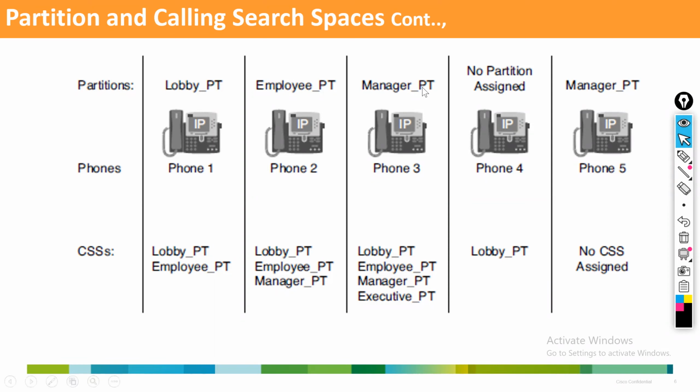Now for phone 1, I'm assigning the lobby partition. Phone 2, I'm assigning the employee partition. Phone 3, I'm assigning the manager partition. Phone 5 also I'm assigning the manager partition. Now, after that, I'm creating CSS. Again, CSS is also just a name; you can give any name. Now, I have some CSS. Let me write it down because it's missing here.